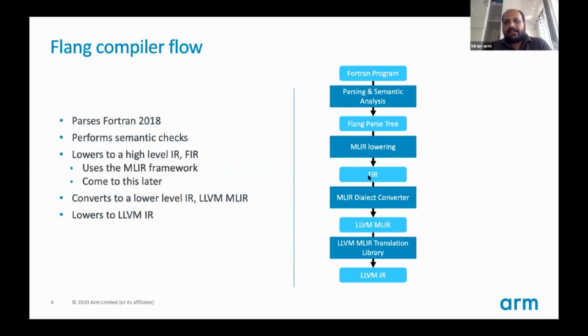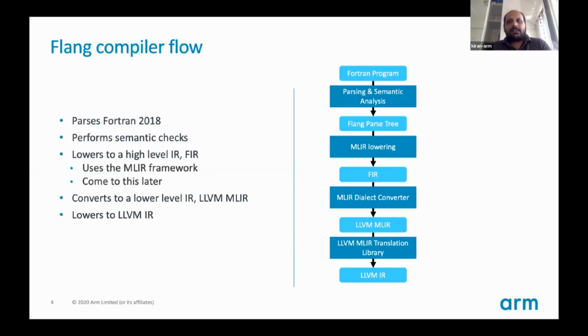So the idea is that LLVM IR is too low level for Fortran, and it cannot capture all the properties and semantic information in Fortran. And by the time code reaches LLVM IR, you have lost some information. So some of the optimizations are not possible. So having a high-level IR, hopefully where all the semantic information is available, we can do more optimizations. So that's the idea of this high-level IR called FIR.